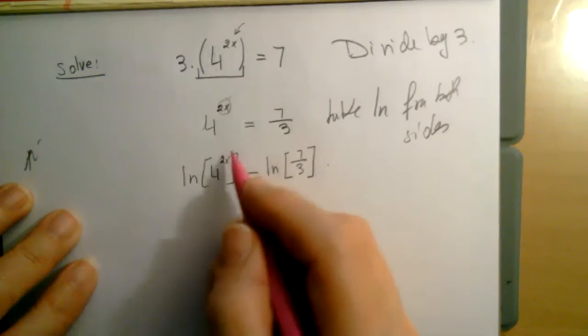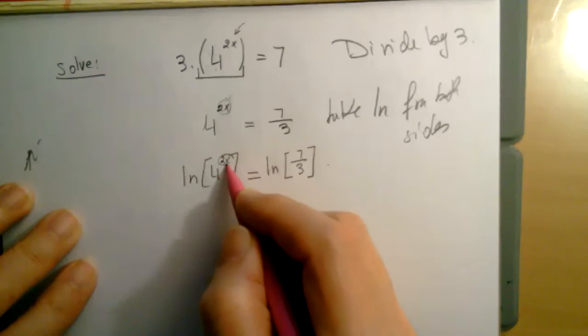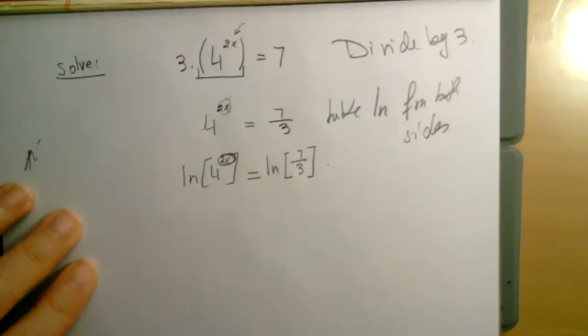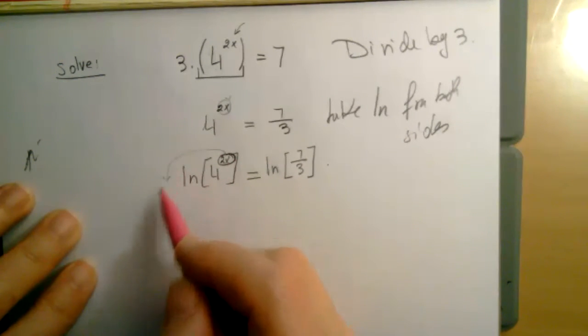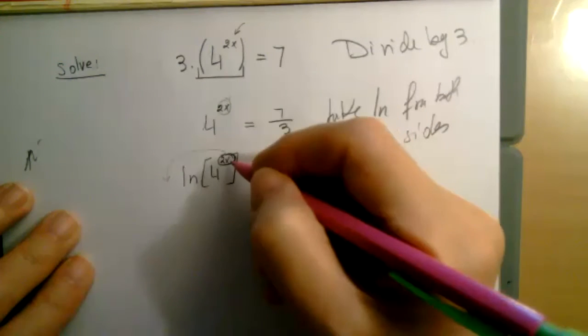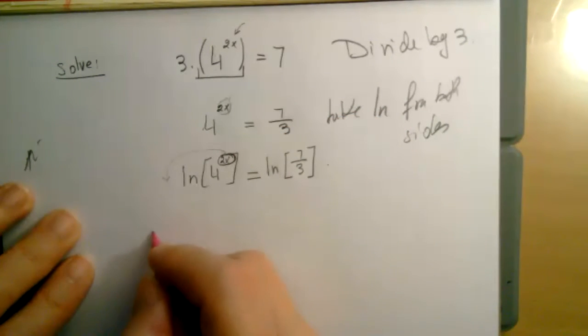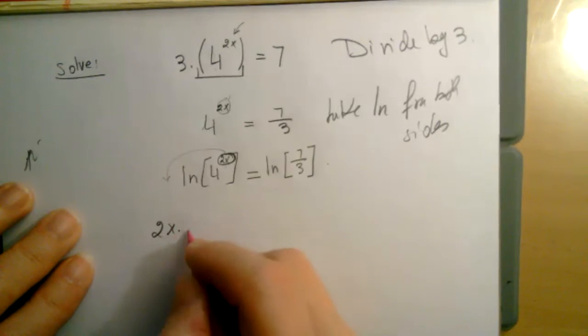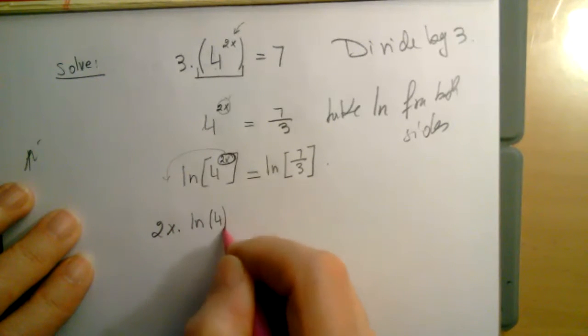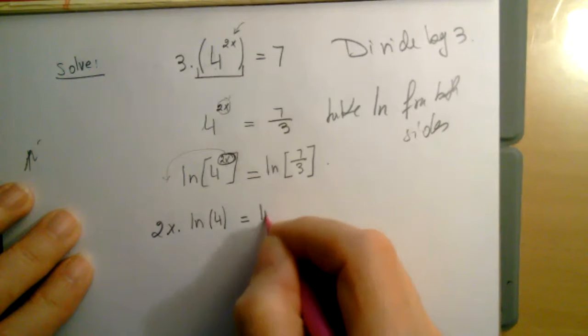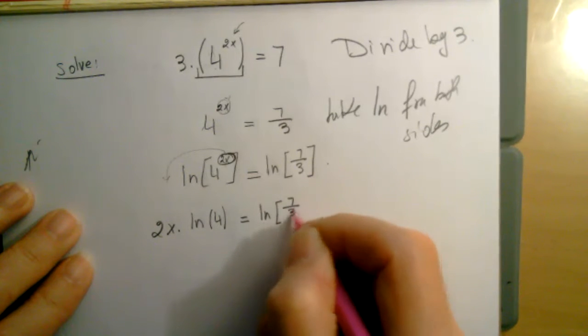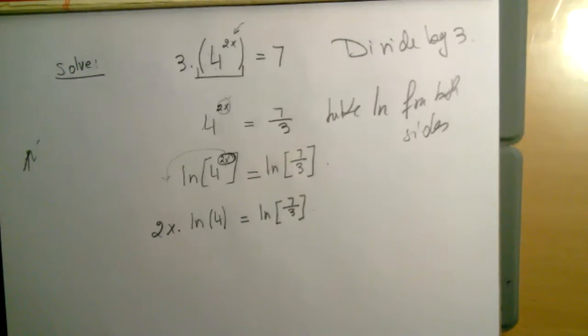So now I use the property of the log, which tells me, you see, this is your power now, 2x. And it's your 2x that you can bring down. So be very careful here. The power is not x, the power is 2x. So I'm going to have 2x times the ln of 4 is the ln of 7 over 3. Now I need to solve for x. So we're going to divide it by 2. I divided by 2.